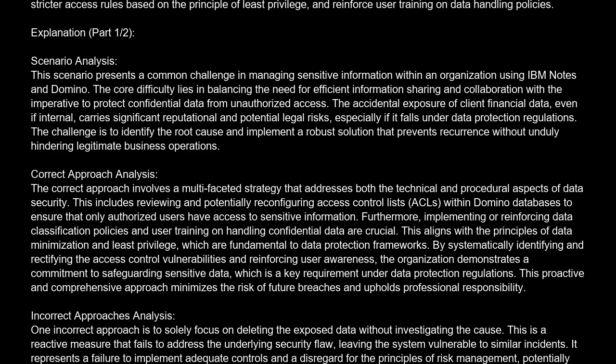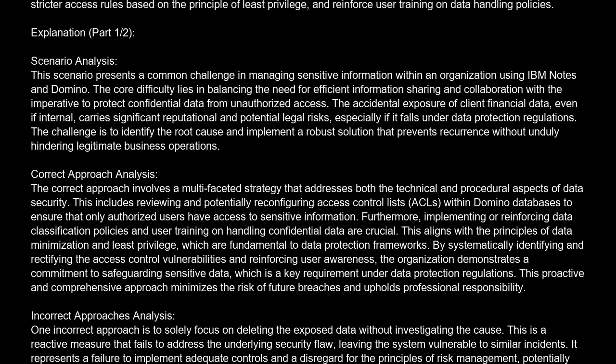Incorrect approaches analysis. One incorrect approach is to solely focus on deleting the exposed data without investigating the cause. This is a reactive measure that fails to address the underlying security flaw, leaving the system vulnerable to similar incidents. It represents a failure to implement adequate controls and a disregard for the principles of risk management, potentially violating regulatory requirements for data breach notification and remediation.